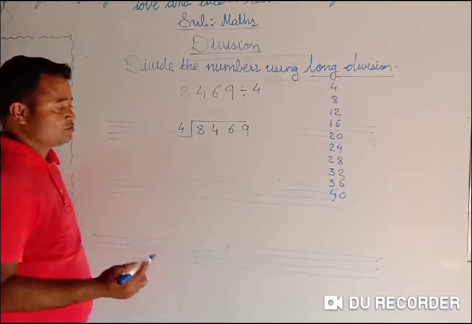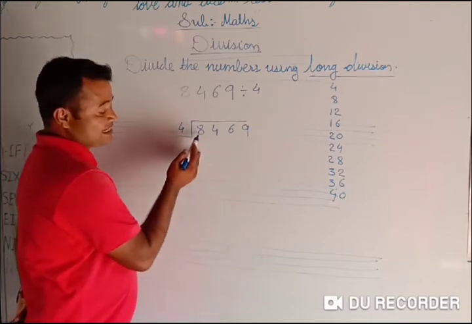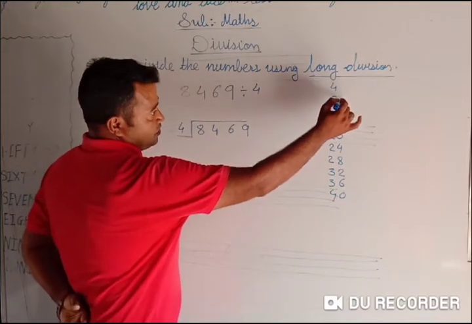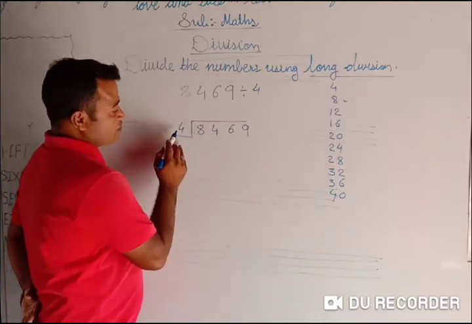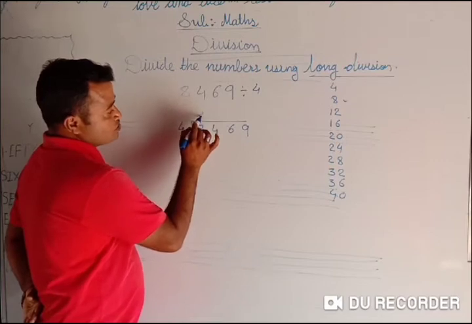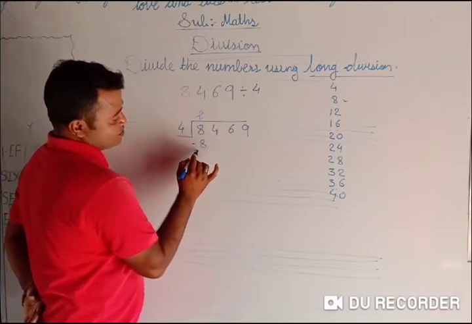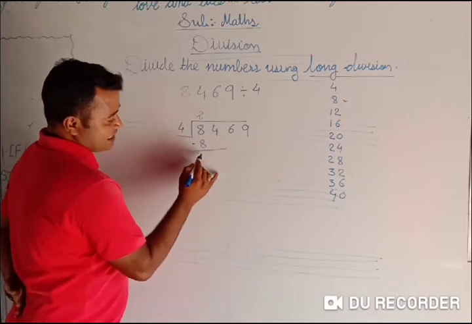So first I have to ask myself a question. Does 8 come in the 4 times table? My answer is yes. 4 ones are 4, 4 twos are 8. So I write down 4 twos. Right? 4 twos are 8, and then I have to subtract it. So 8 minus 8 is 0.